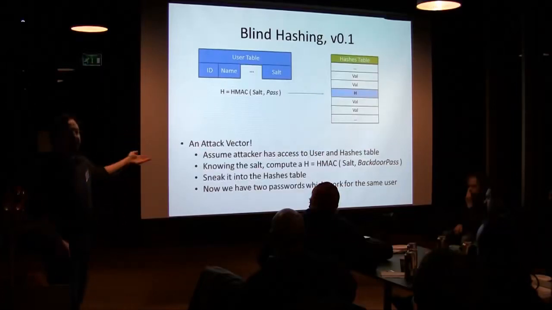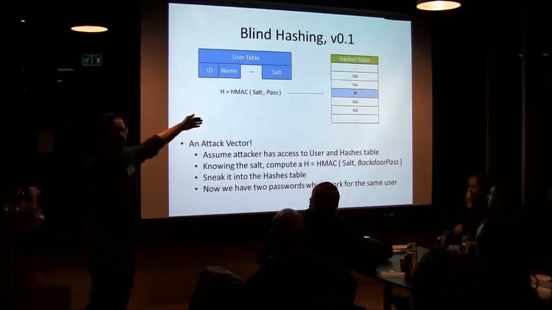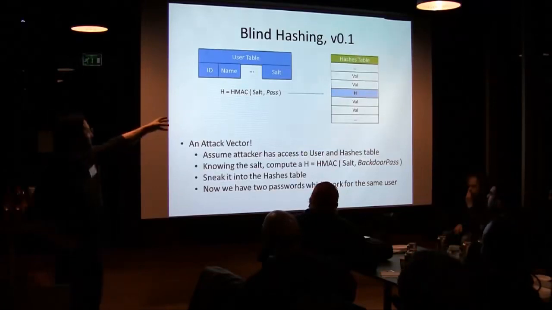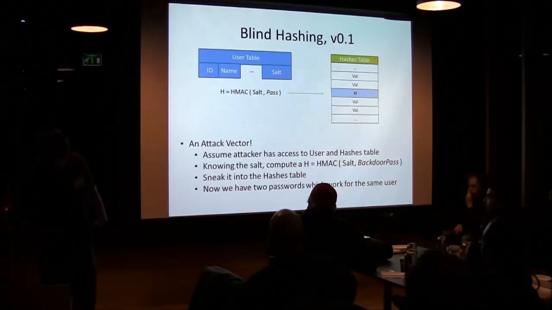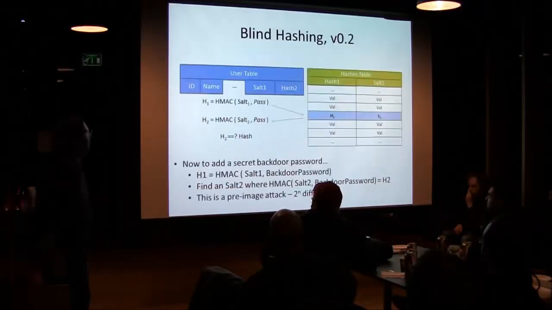And no way to audit it. Because remember, we've stuffed this hashes table so full of random data, you might have a million users and 100 billion rows in the table. Okay, so how would we protect against this? Kind of interesting.